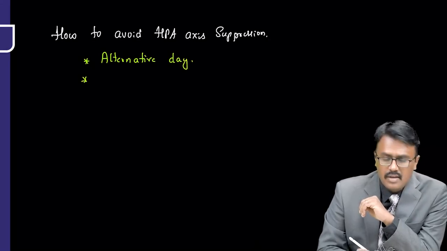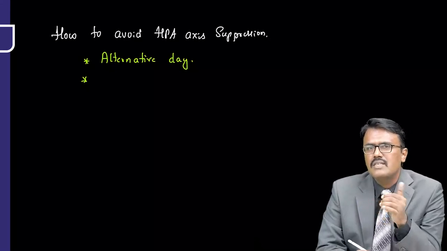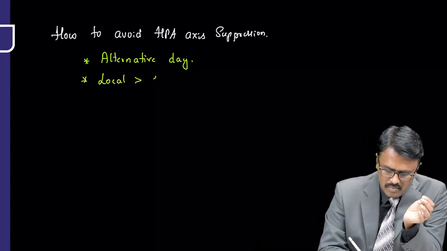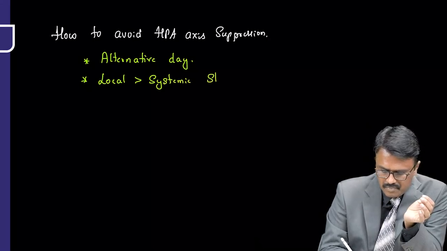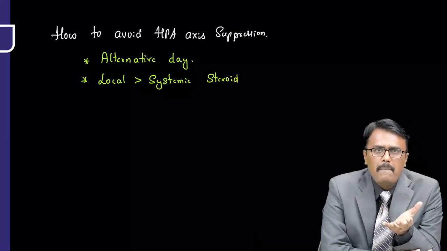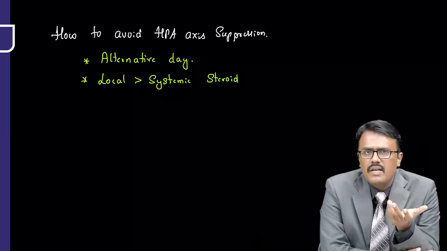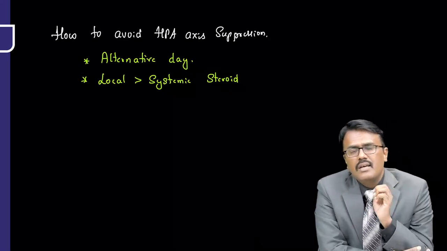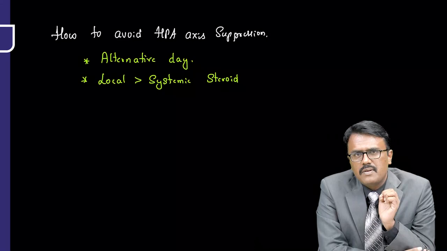Second, the problem is seen when you are giving systemic steroid. Wherever possible, try to give local more than systemic steroid. For example, a patient is having asthma. Don't try to give an oral drug. When we give inhalation, they work only in the lung, so the problem will not occur. So the patient can take it for years together, nothing will happen. But if you give it orally and suddenly stop, HPA axis suppression occurs.